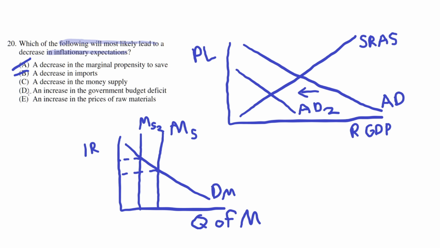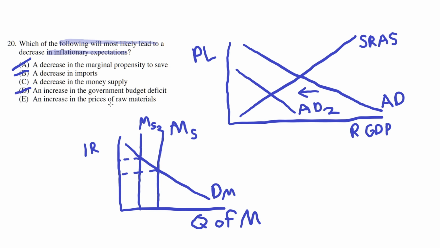But let's consider the other options first. D, an increase in the government budget deficit. This is incorrect because this would not influence any of these curves, it would influence some other curve, which is unrelated to the following answers, or the following question. So D can be eliminated.